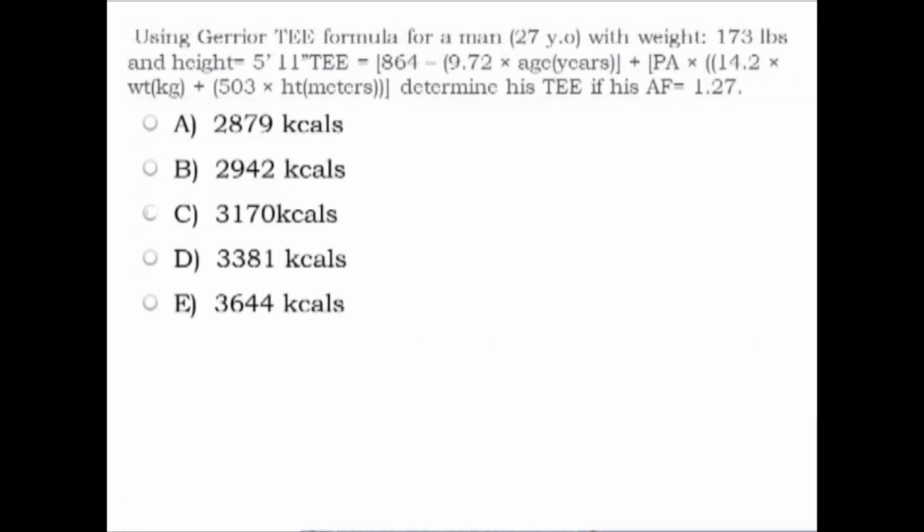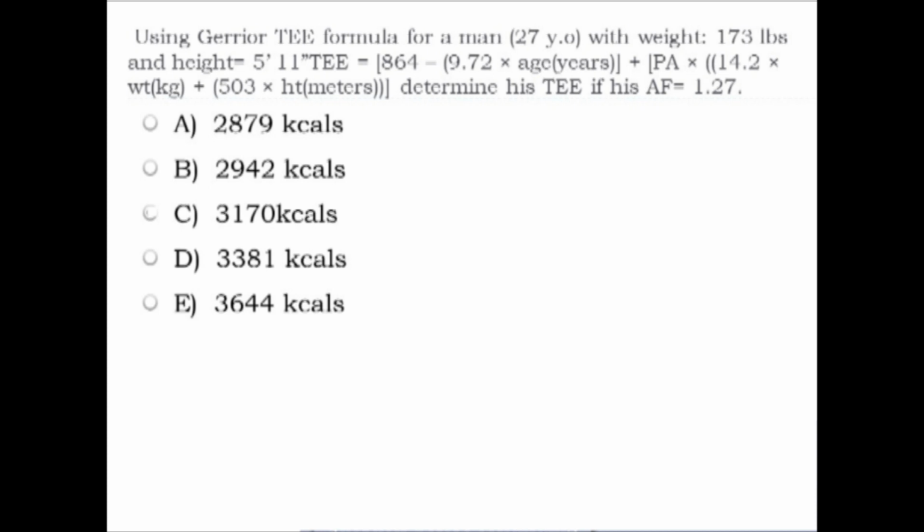This question is about using the Garrier equation for total energy expenditure. And I have here outlined the formula. What we know about the case is that it's a man who's 27 years old, whose weight is 173 pounds, whose height is 5'11", and whose activity factor we have here is equal to 1.27. If you consult table 2.5 in your textbook, you'll see that 1.27 for a man is active.